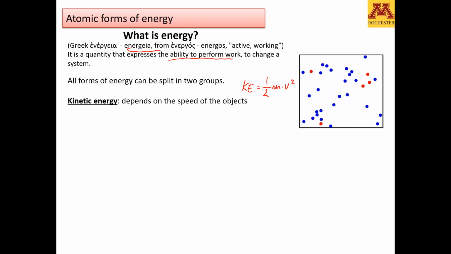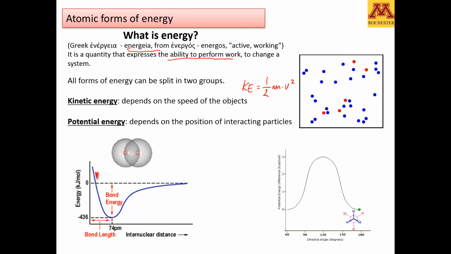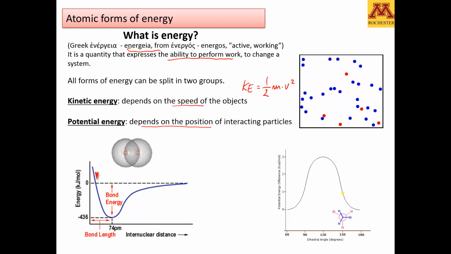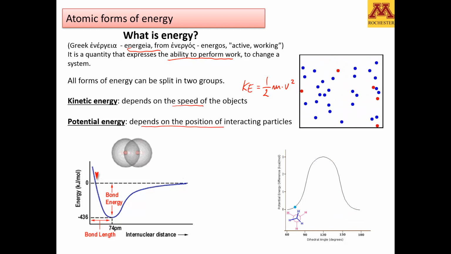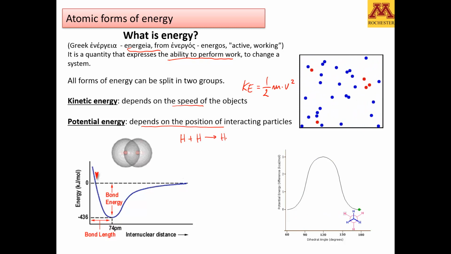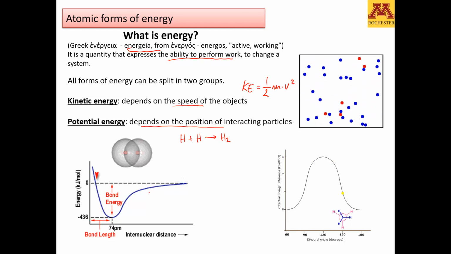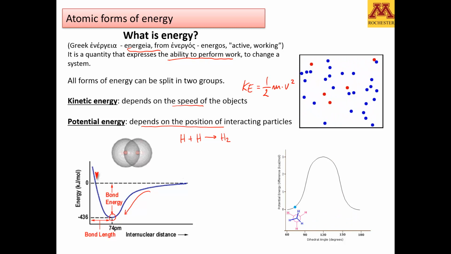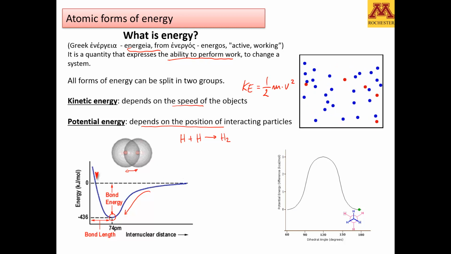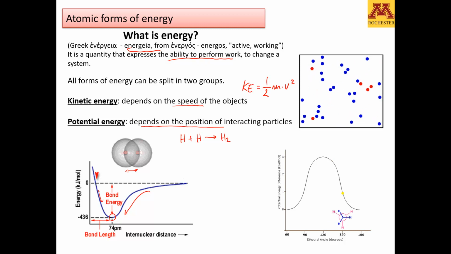The other, maybe more subtle form of energy at the atomic level is what we call potential energy. And the potential energy, unlike the kinetic energy that depended only on the speed, depends on the relative position of particles that interact. In this graph, for example, imagine when two hydrogen atoms approach to form the hydrogen molecule. They will first attract each other until they reach what we call the bond distance. If they are too far apart, they will try to get together. If they are too close, they will repulse each other.